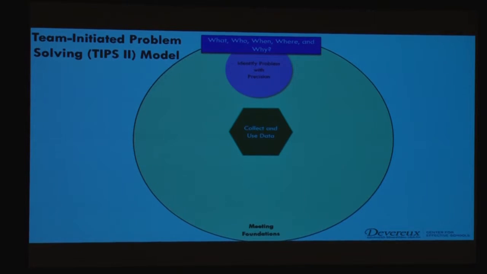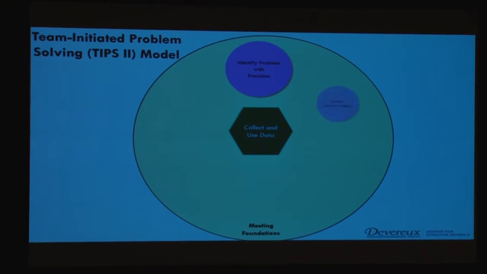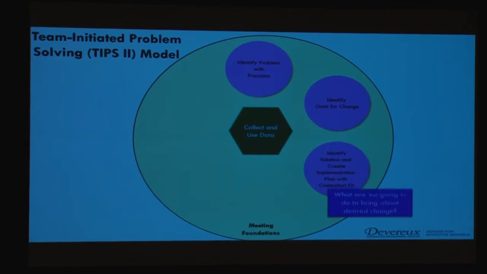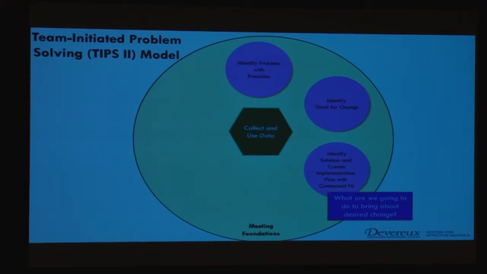Then once we have good meeting foundations, we collect and use data on what the problems might be in the school. We have good data systems, and we use the data to identify the problem precisely. So what's happening, who's involved, when is it happening, where is it happening, and why. Then we identify a goal, so how can we change and what do we want to get to. Then we identify a solution plan to help meet that goal, and it has to fit contextually, so we think about our context as a team.